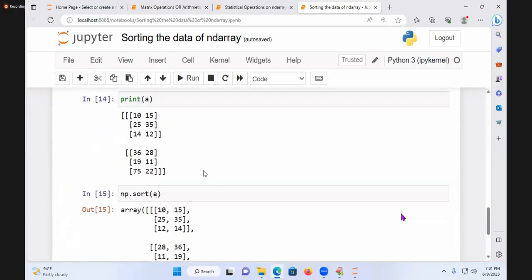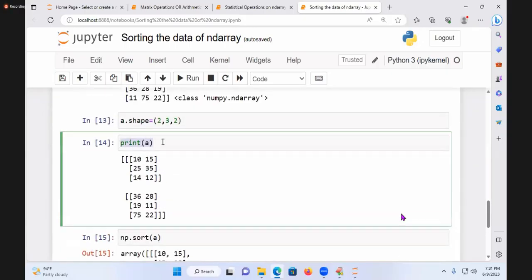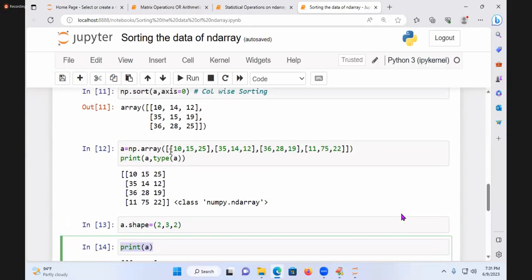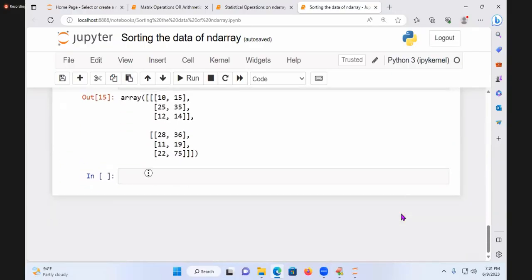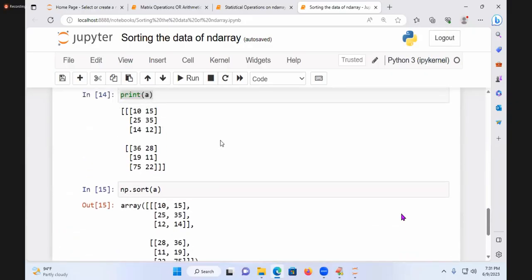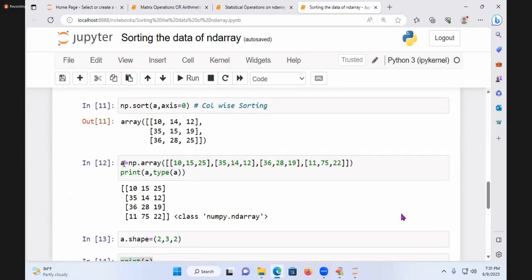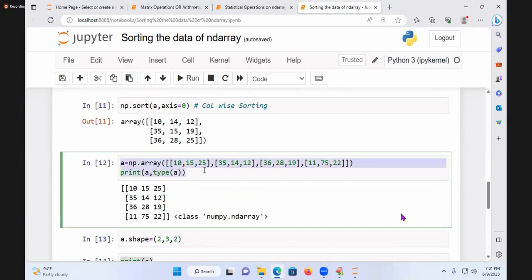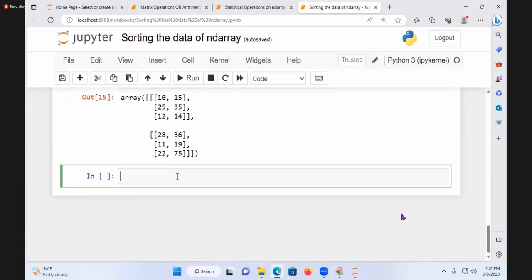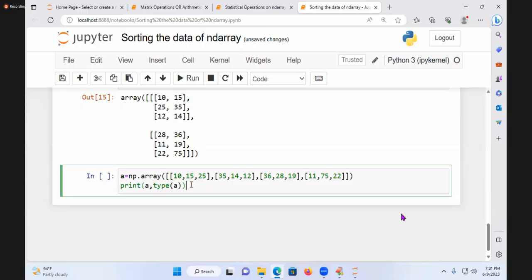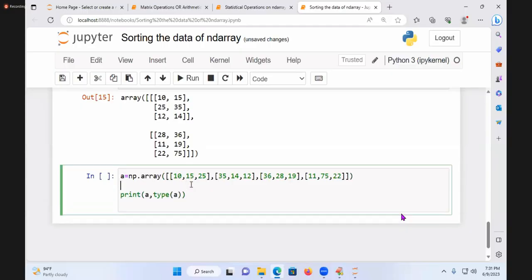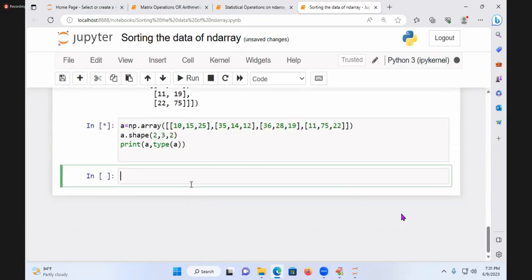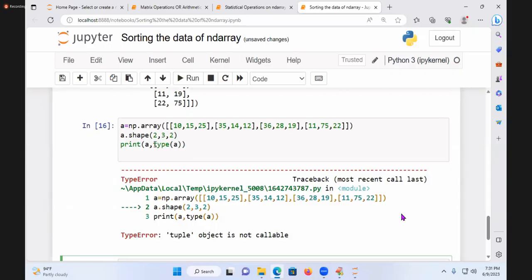Got it. Next, similarly, you print this A. This part you take it, students. Of course, you already understood. I am just writing it. There you write it directly. A dot shape is equal to 2 comma 3 comma 2. Print this A. What happens?